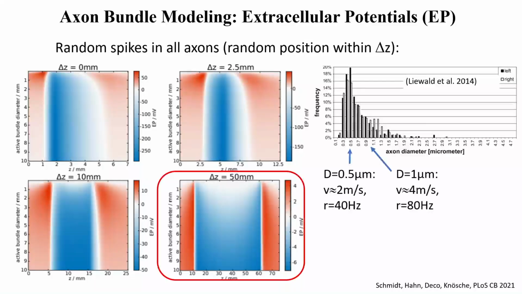So if you take this last situation and assume realistic diameters like half a micron or 1 micron, corresponding to 2 or 4 meters per second transmission speed approximately, then this means we are looking at firing rates of 40 or 80 hertz, which is something that realistically occurs. So that might be a realistic case. So let's look at this case further and see how the different structural parameters of the axon bundle influence the effect that we see.